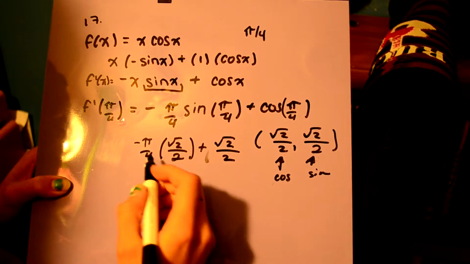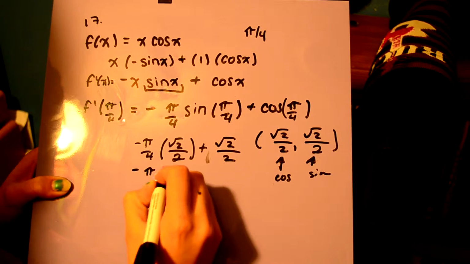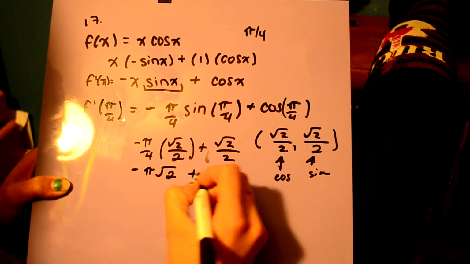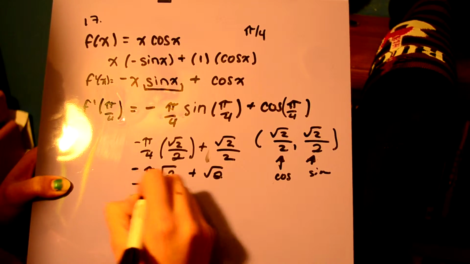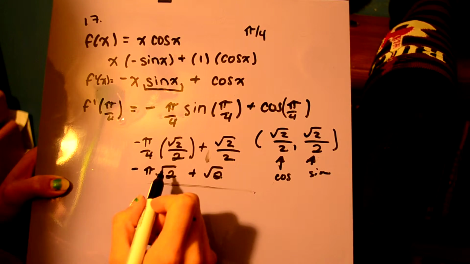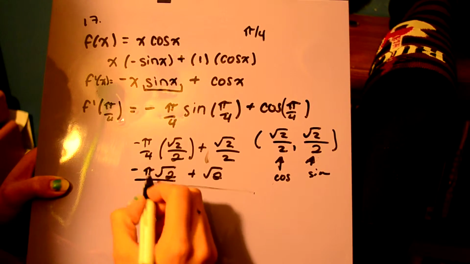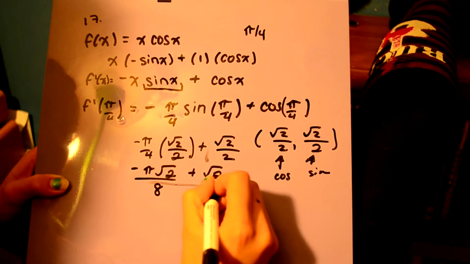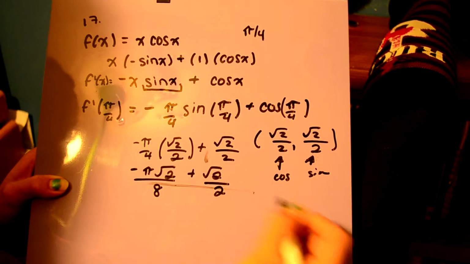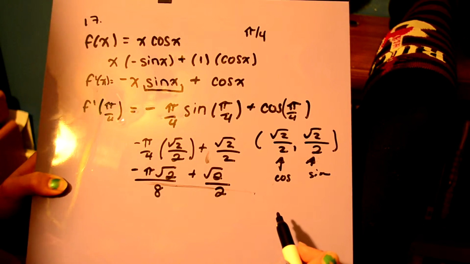So if you multiply these across, you'll have negative pi times the square root of 2 over, oh wait, no, just this side. This side's going to be over 4 times 2, 8. And then plus 2. And so now, in order to combine them, you have to have the same denominator.